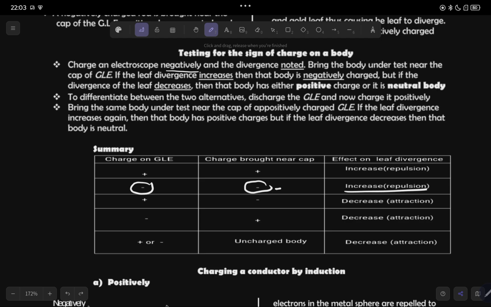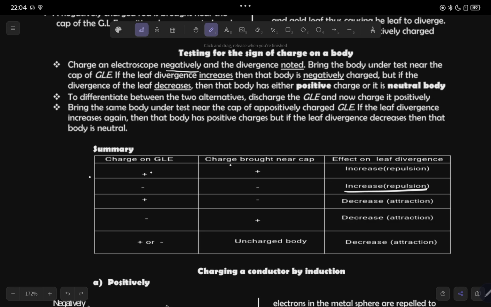Confirm negative. If the gold leaf electroscope is charged negatively at first, and you bring a body near the cap and you see increased divergence, then the charge you are testing is also negative. Now let's understand why this happens. When the gold leaf electroscope is negatively charged, already it has caused a divergence between the gold leaf and the brass plate because they have similar charge.